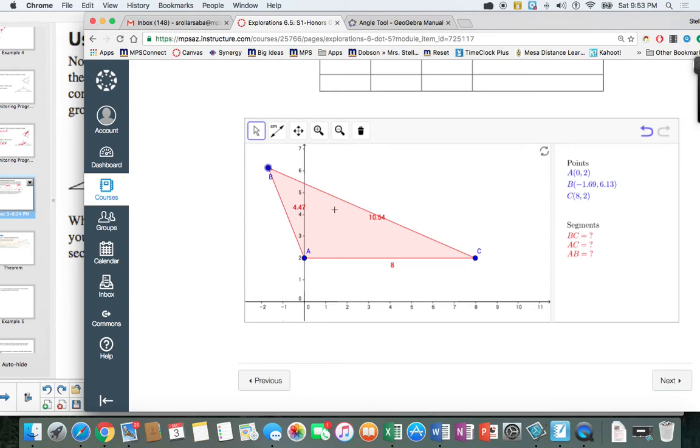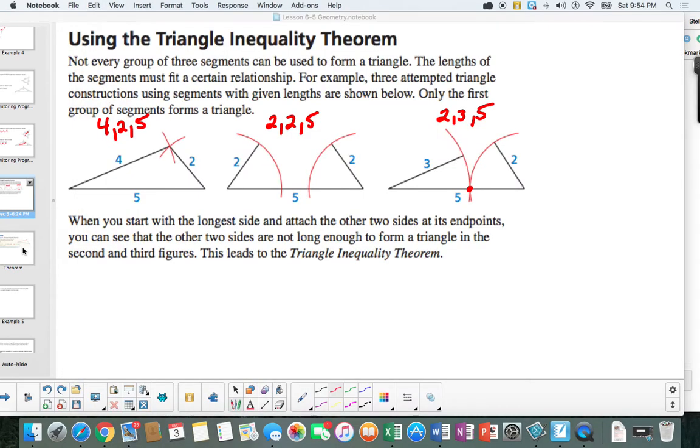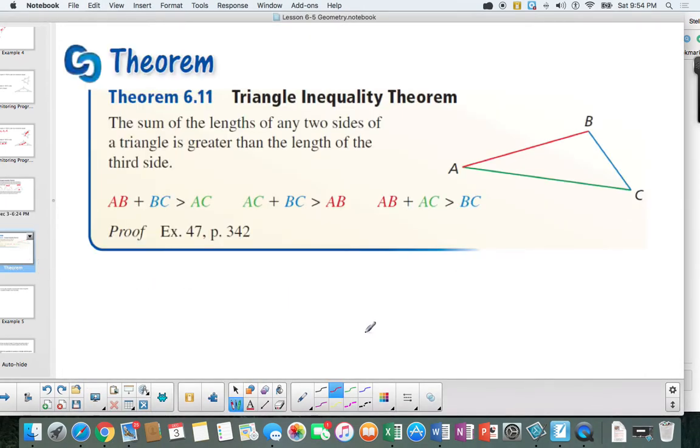You can see that these two add up to more than 8, and also you can see that these two add up more than this side, and that these two add up to more than 4. So any two sides have to add up to more than the third side, and that is the triangle inequality theorem. The sum of the lengths of any two sides is greater than the length of the third side.